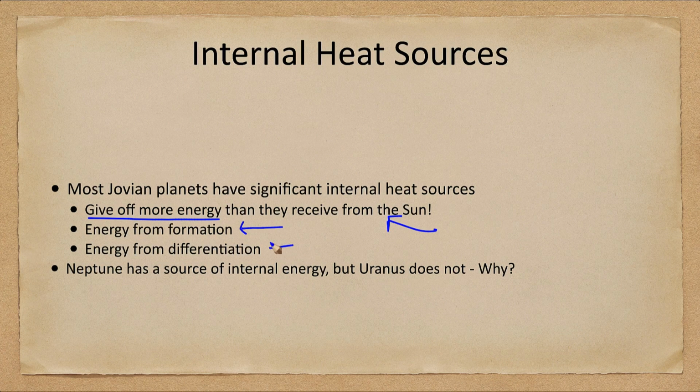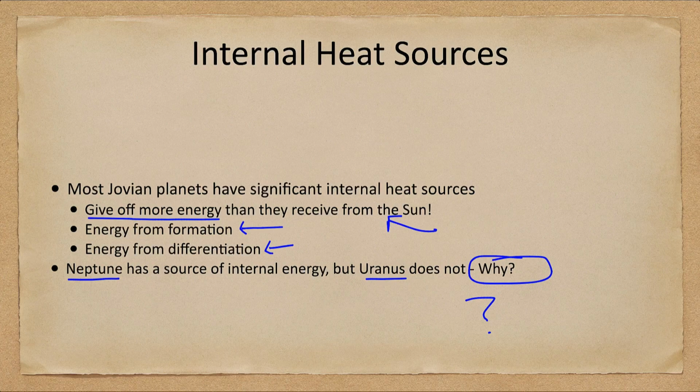You can also have energy from differentiation, again, conversion of energies into a heat energy that then slowly comes out. So one of the big questions here is that Neptune, as well as Jupiter and Saturn, have a source of internal energy, but Uranus does not appear to have this. Why? Why is a good question, and we really do not know the answer to this yet.